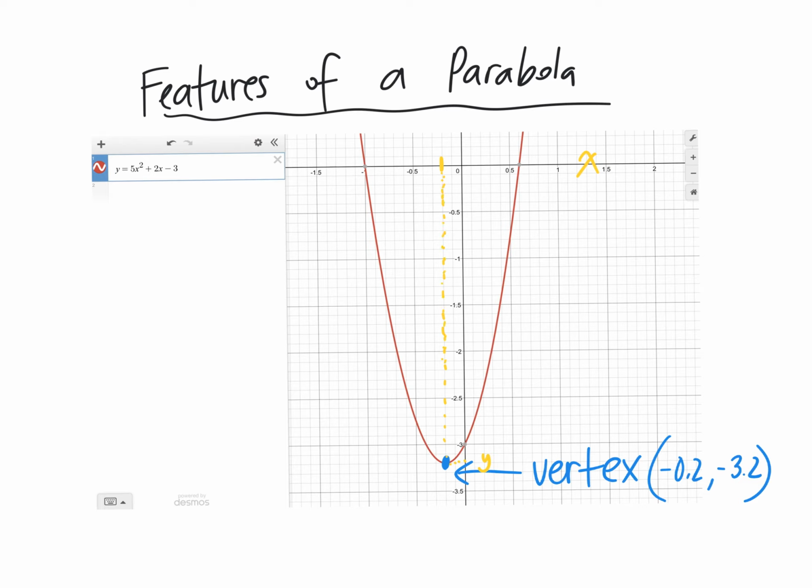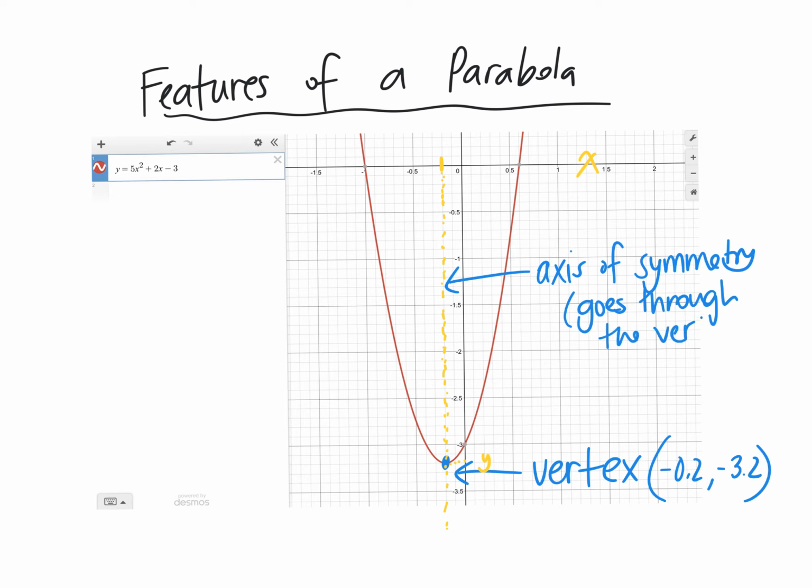I just drew something else that you need to know about. What is this line that I just drew? What is this called? Axis of symmetry. The axis of symmetry goes through the vertex. What value does it share with the vertex? If I ask you for the equation of the axis of symmetry, am I asking you for the x value or the y value? It's always the x value of the vertex.